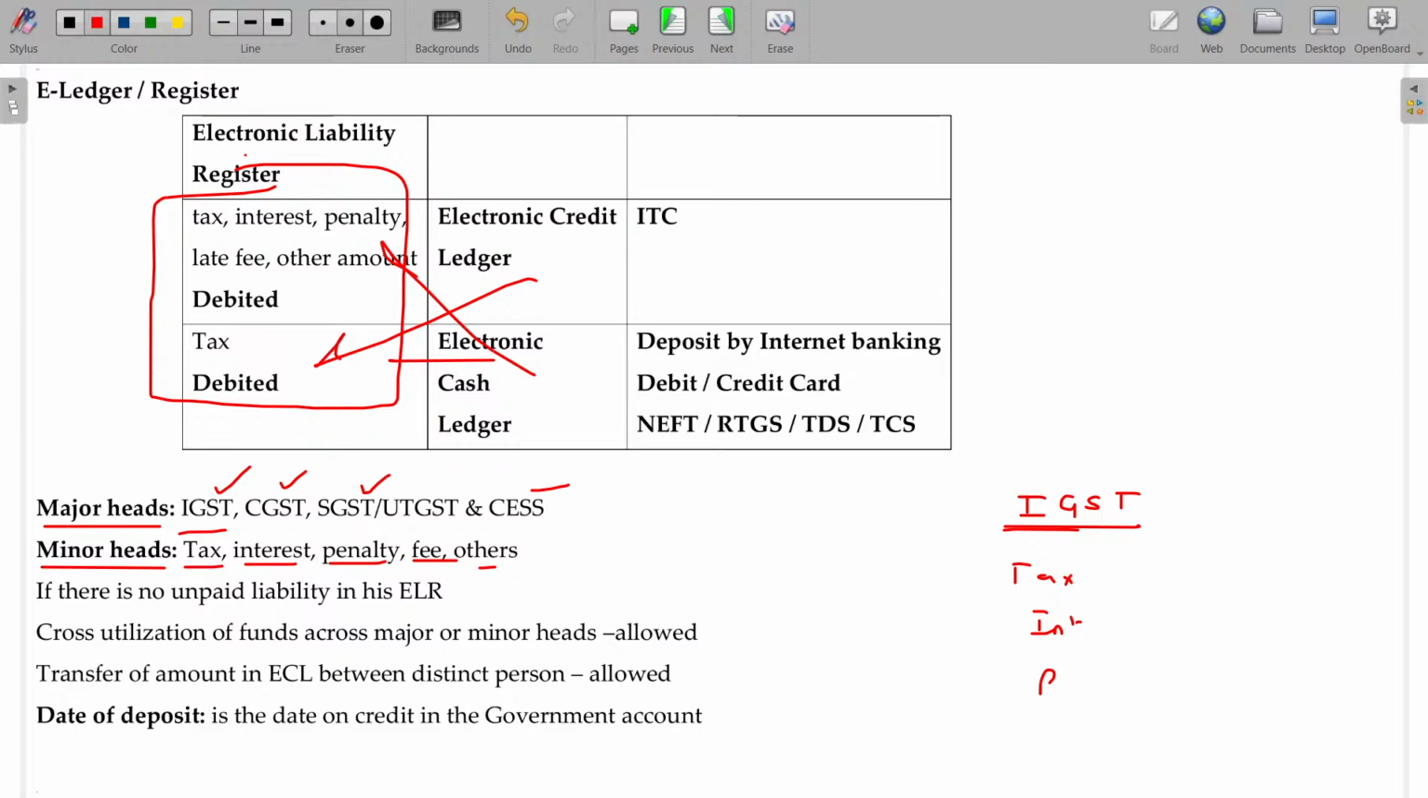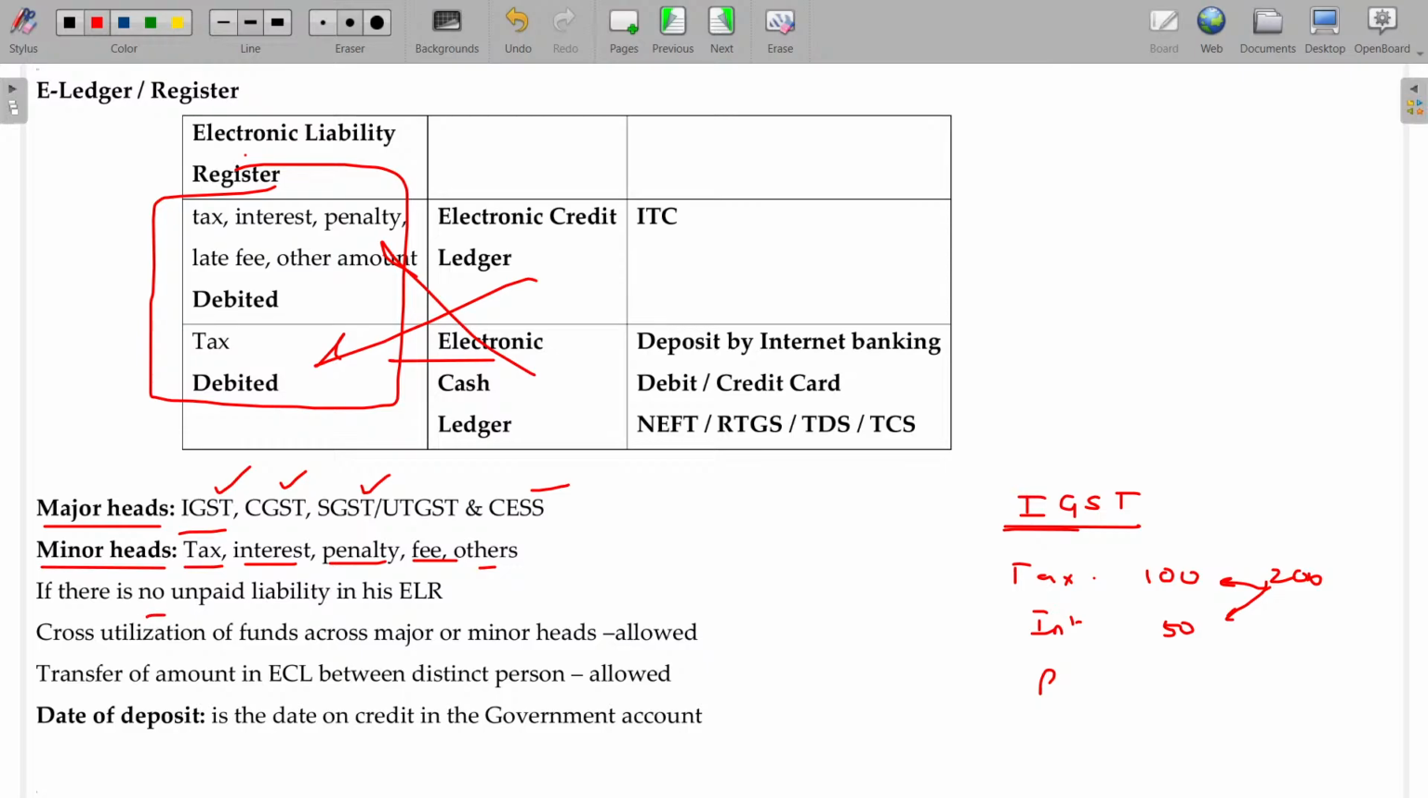Suppose the amount payable for tax is 100, but I paid 200 rupees. Thereafter I came to know that only 100 rupees was required, but I paid 200. Can I transfer that to interest payment? That is called cross utilization. So under IGST, you deposited 200 rupees for the tax payment, but the actual tax payment is only 100. Later you intimate that the 100 be adjusted there, and the remaining 100 can be transferred for interest payment and other things. That is called inter-head adjustment.